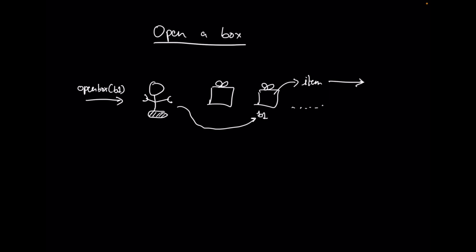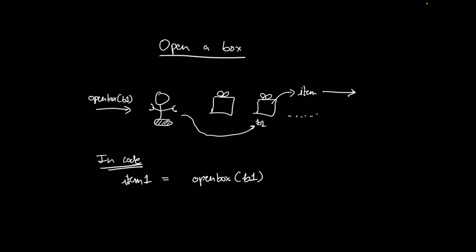So to write code inside the robot that'll make the robot do this is just going to be simply item 1 is equal to open box b1, which will retrieve the item which is in the box called b1, and it'll just store that item in this variable called item 1, right?